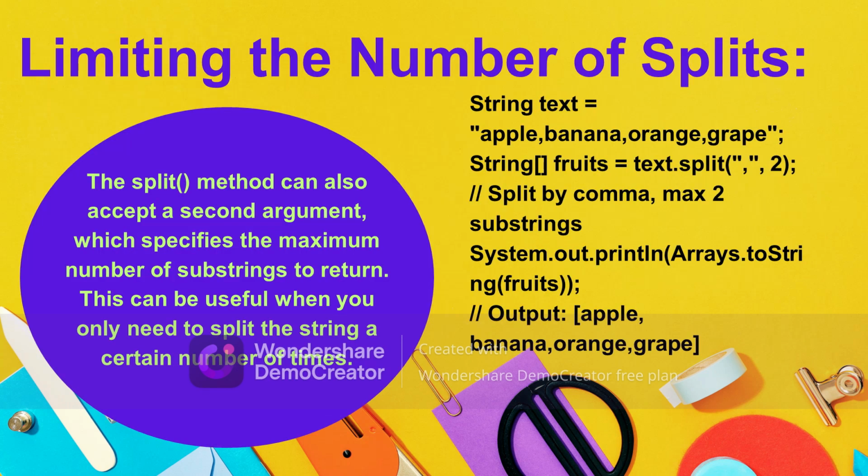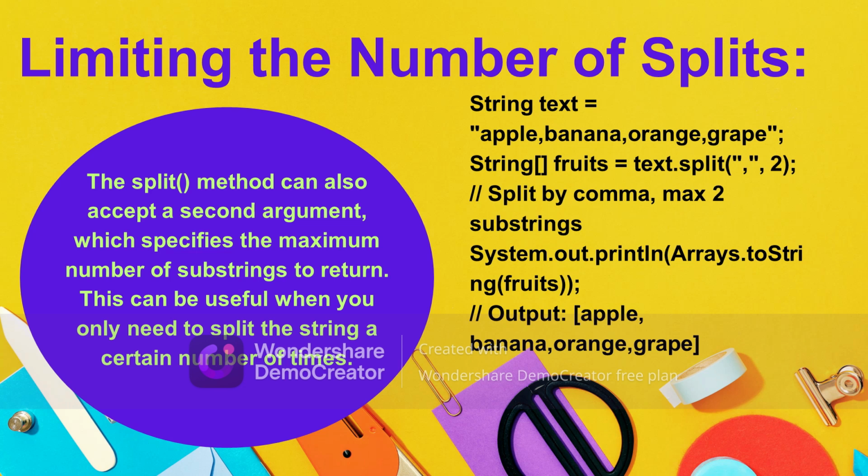Next, we can limit the number of splits, that is, the total count of the strings. For example, if you want only 2, we can limit it to 2. It does not mean it gives exactly 2; it can give 2 or 3 also, but the maximum number of splits we can give is 2. So it is split by comma, with a maximum of 2 substrings.